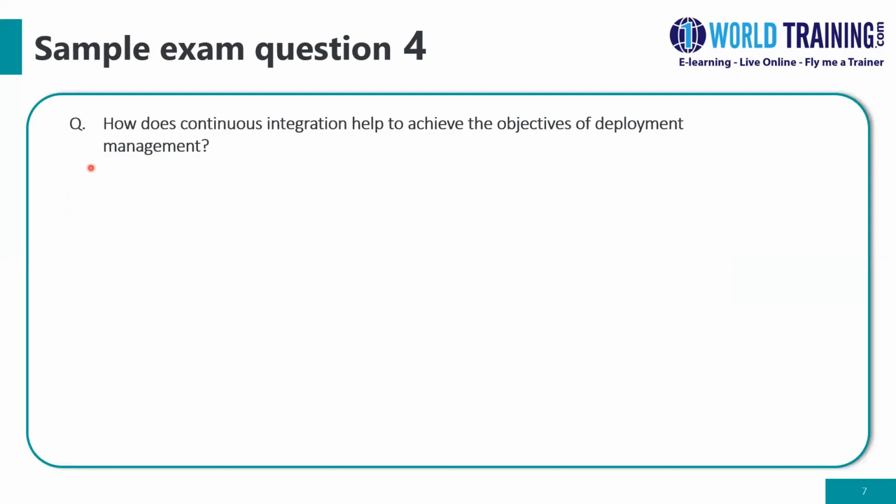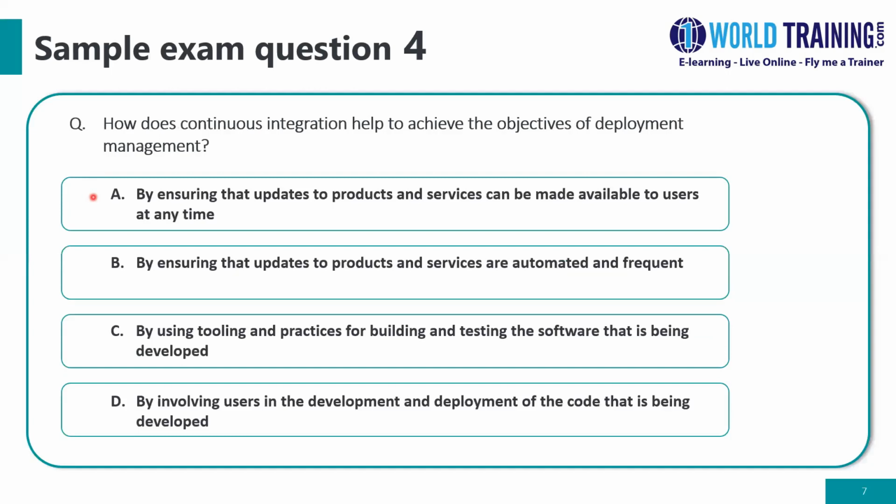Question 4. How does continuous integration help to achieve the objectives of deployment management? A, by ensuring that updates to products and services can be made available to users at any time. B, by ensuring that updates to products and services are automated and frequent. C, by using tooling and practices for building and testing the software that is being developed. Or D, by involving users in the development and deployment of the code that is being developed? For this, you need to differentiate between continuous integration, continuous delivery, and continuous deployment.